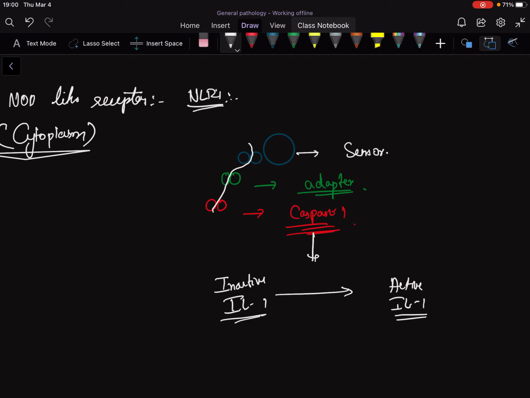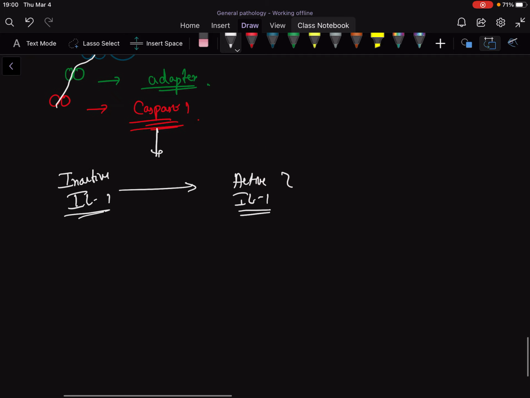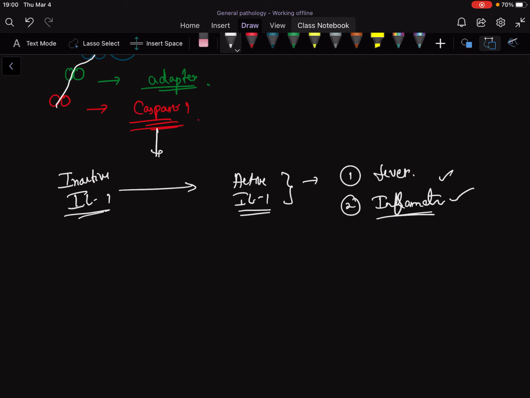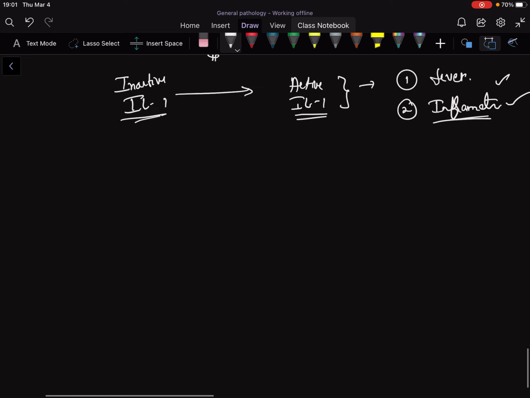So what is the function of interleukin 1? The major functions of interleukin 1 are, first, fever, and second, inflammation. So interleukin 1 causes fever and inflammation. There is a group of diseases called autoinflammatory syndromes. Okay, what happens in these autoinflammatory syndromes?